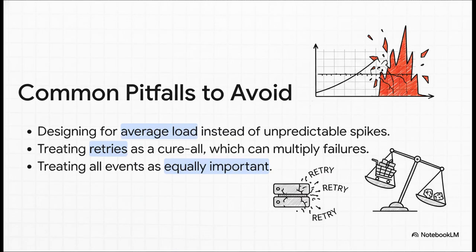Now, if you're building for resilience, you've got to avoid some common traps. A huge one is designing your system for an average Tuesday afternoon instead of for that sudden, massive, unpredictable spike in traffic. Another is thinking that just retrying a failed operation will fix everything. Sometimes retrying over and over just makes the problem worse. And finally, you have to realize that not all events are equally important. Processing a password reset is probably more critical than updating a recommendation.